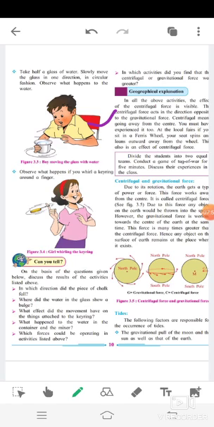Now, the tides. The following factors are responsible for the occurrence of tides: the gravitational pull of the moon and the sun as well as that of the earth.